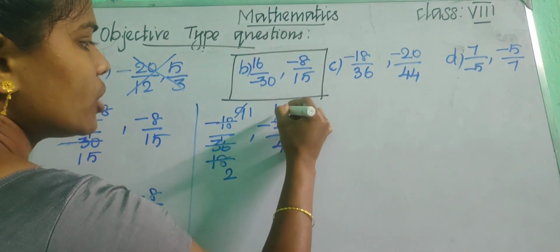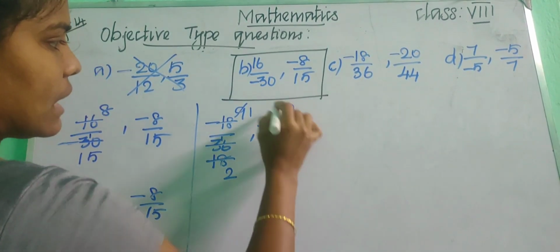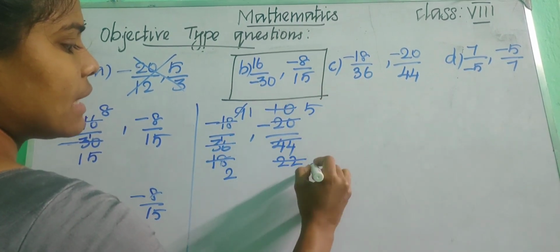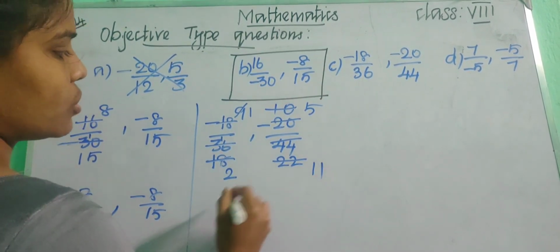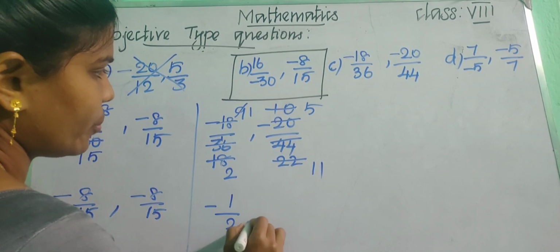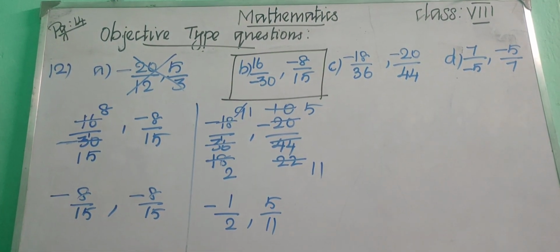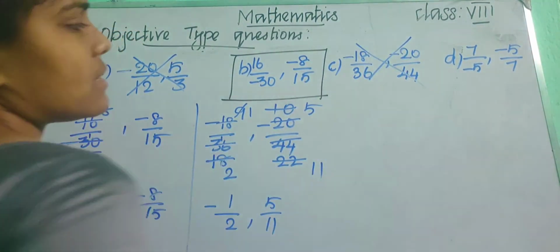And here 1 2 is 2 and 0. And again here 2 2s are 4, 2 2s are 4. And again 5 2s are 10. And here 1 2 is 2, 1 2 is 2. So what will you get? Minus 1 upon 2, comma 5 upon 11. Is it an equivalent fraction? No, right? So we can strike it out.